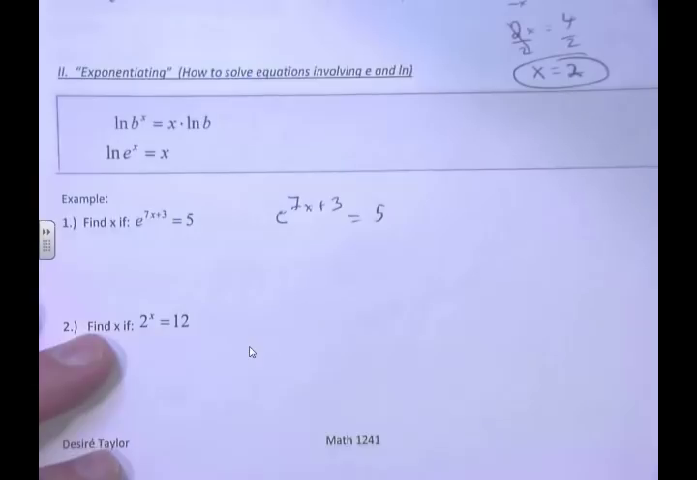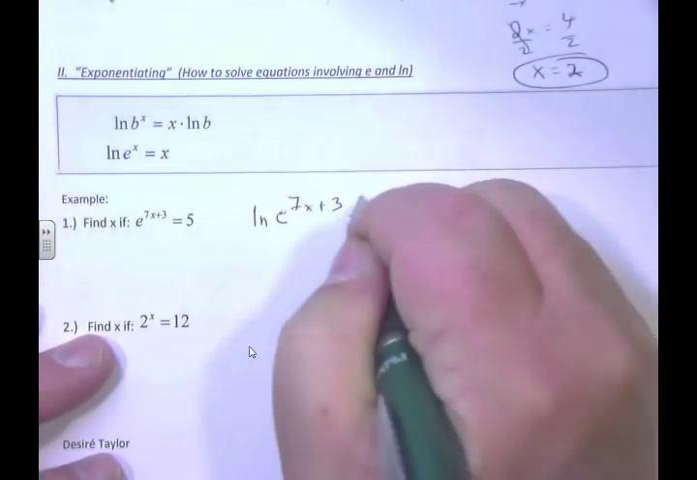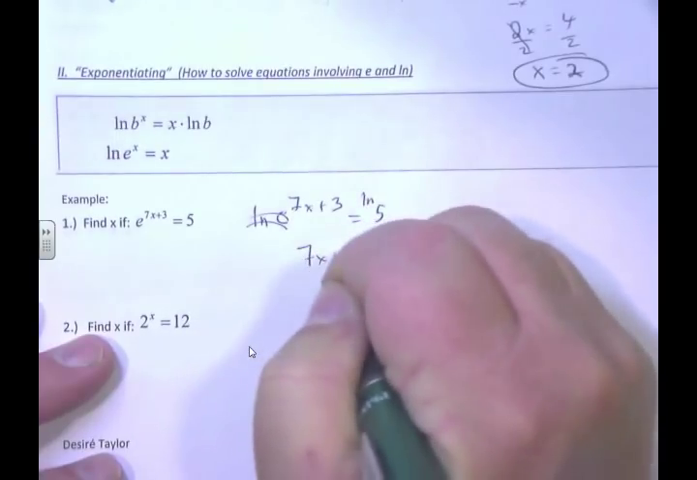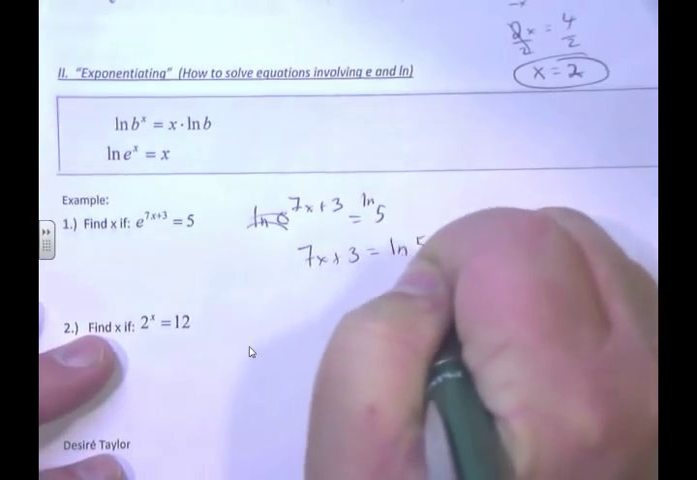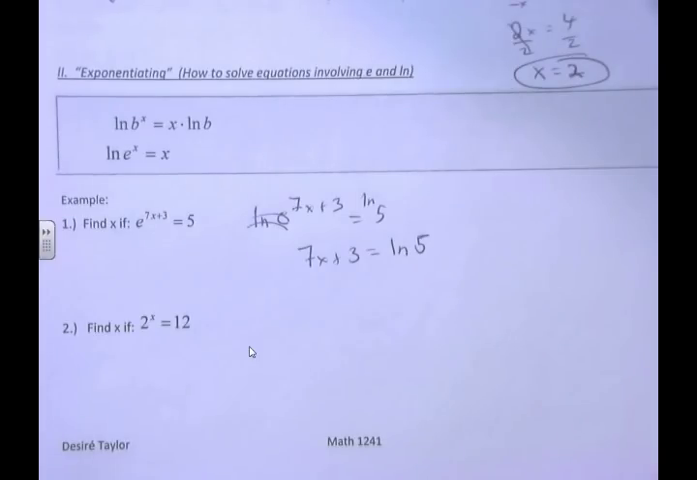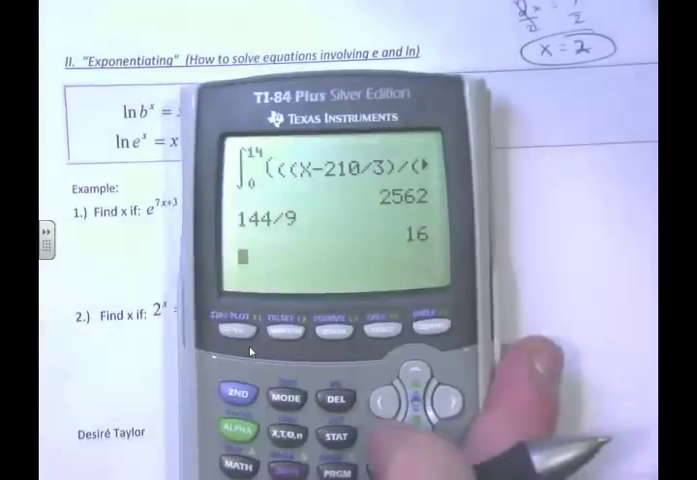I've got this e by himself. What kills off e's? Natural log. So we take natural log of both sides. This cancels, leaves me with 7x plus 3 equals the natural log of 5. In the real world of natural logs, the nice days of the answer being 2 and negative 3 are long since gone. The natural log of 5 is nothing but a number. You could put him on the calculator if you really wanted to.